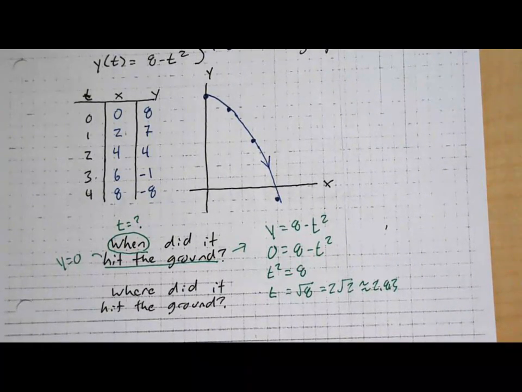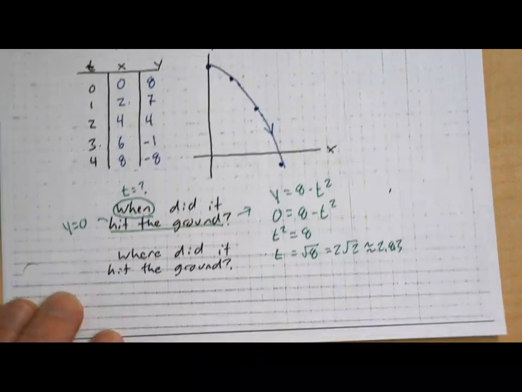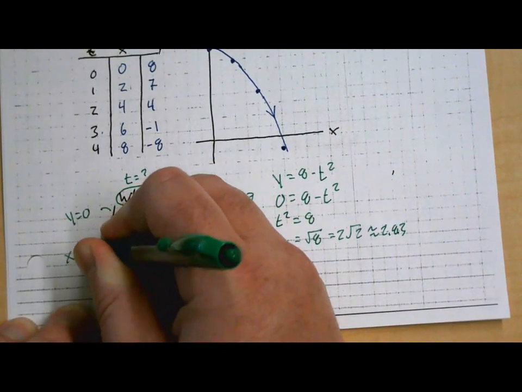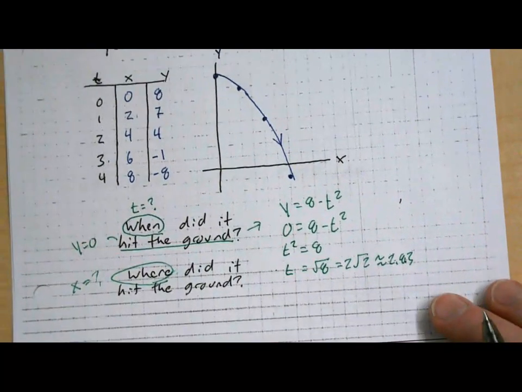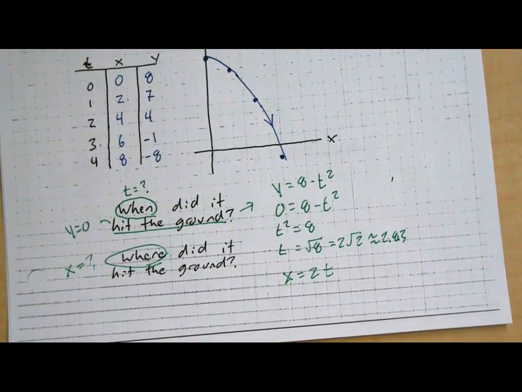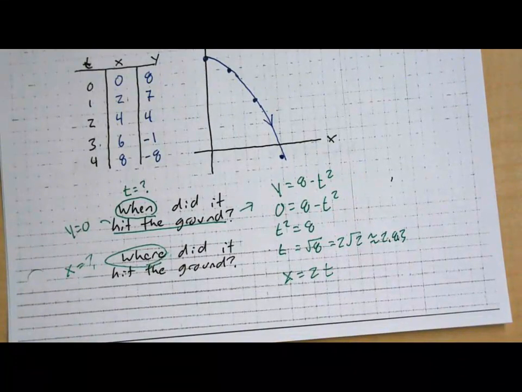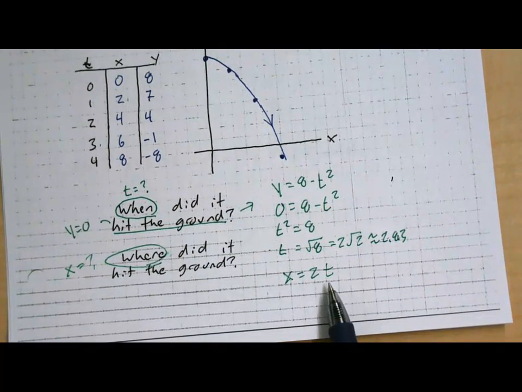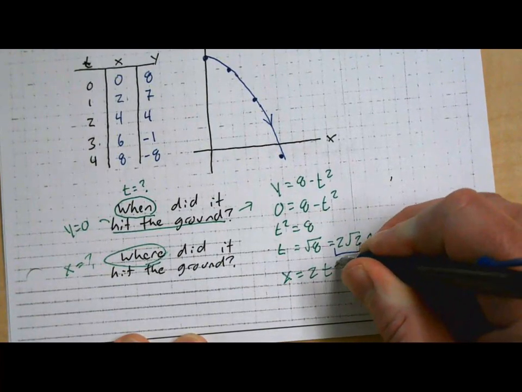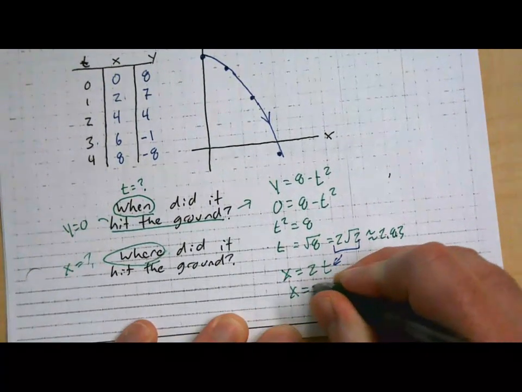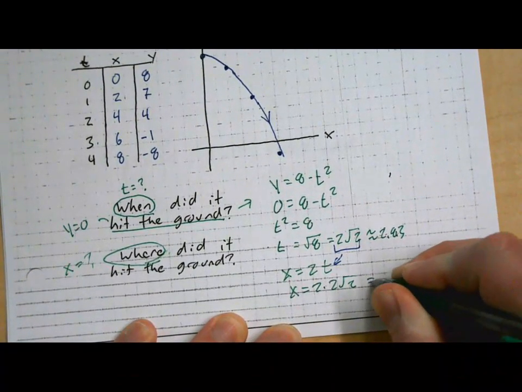Let's talk about the where question now. When we say where, we know that y has to be equal to 0, and we're probably looking for an x value here. So we're going to probably want to use our x equation. The x equation is x equals 2t. What are we going to do with that equation? Do we know the time when it hits the ground? We sure do. So we can take that and put it in for t, and we would get x equals 2 times 2 root 2, or 4 root 2.